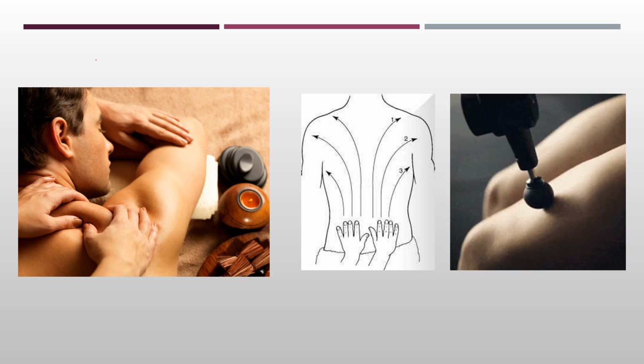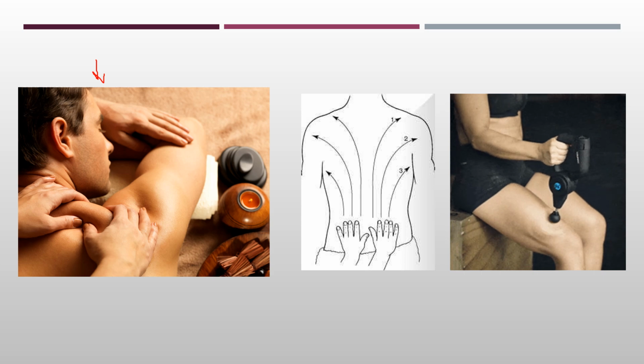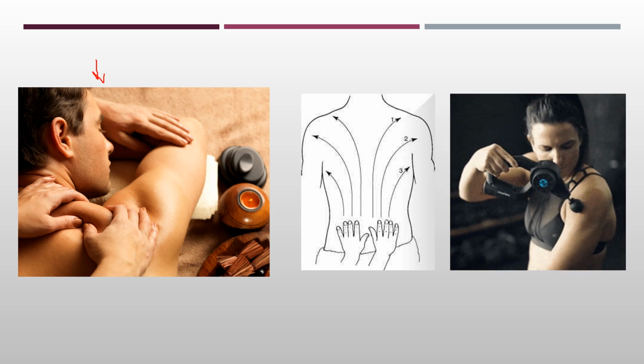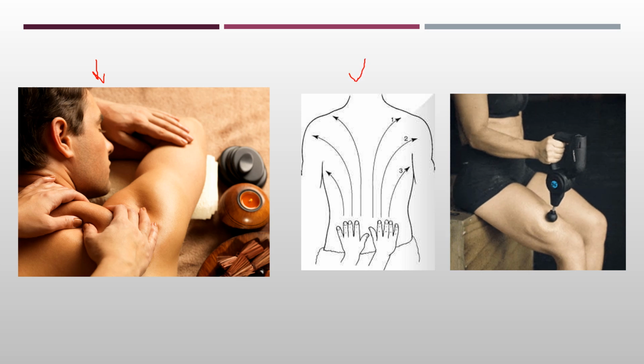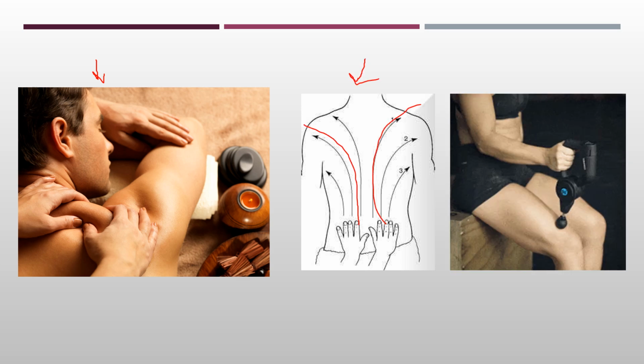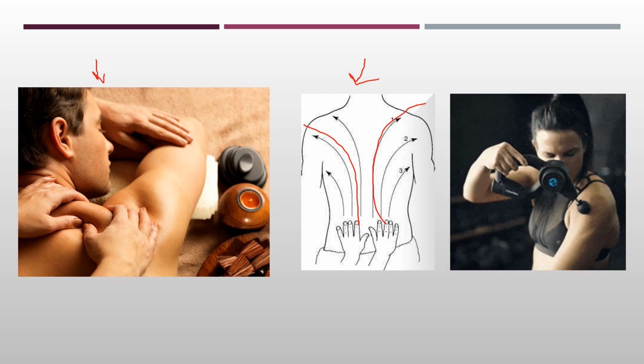Another example of Petrissage here on this first image on the left-hand side. So again, that's a little bit deeper stroke than we would see with Effleurage. Effleurage would be this middle picture here. So again, starting distally, moving up and out, trying to promote some of that venous or lymphatic return.